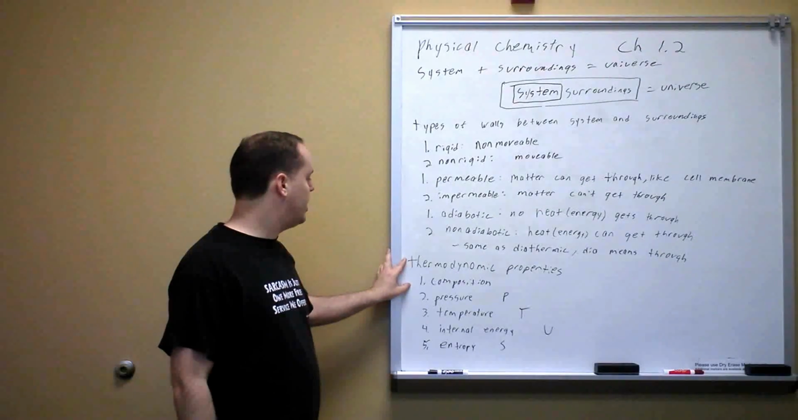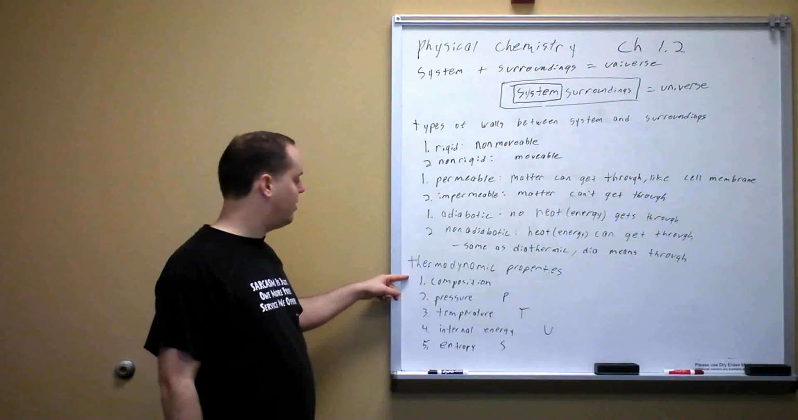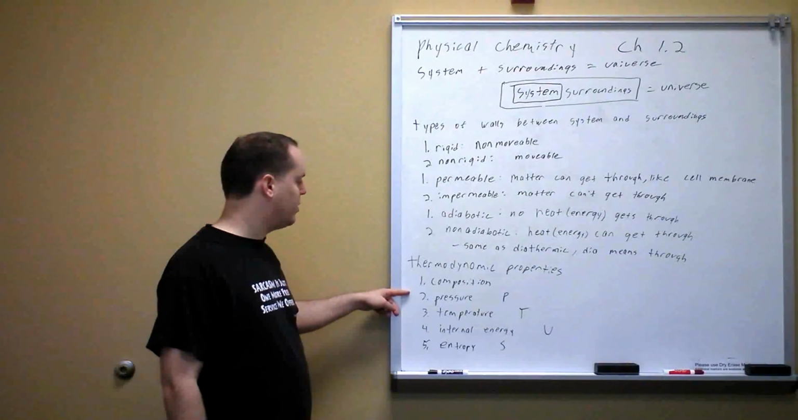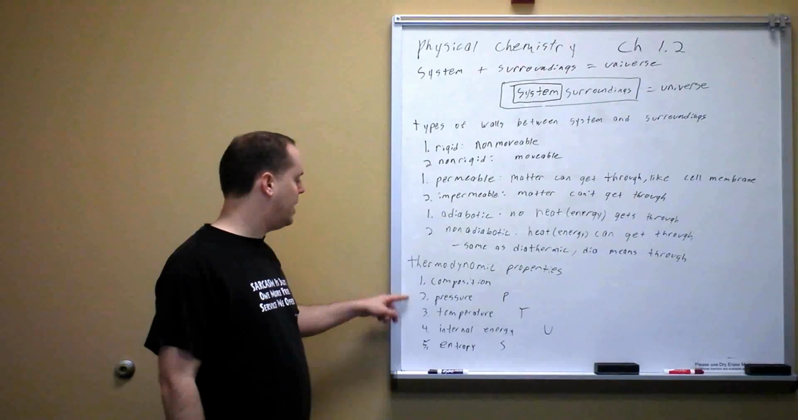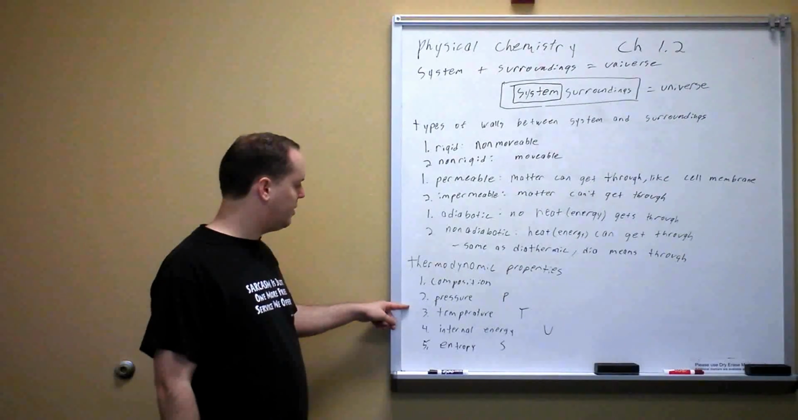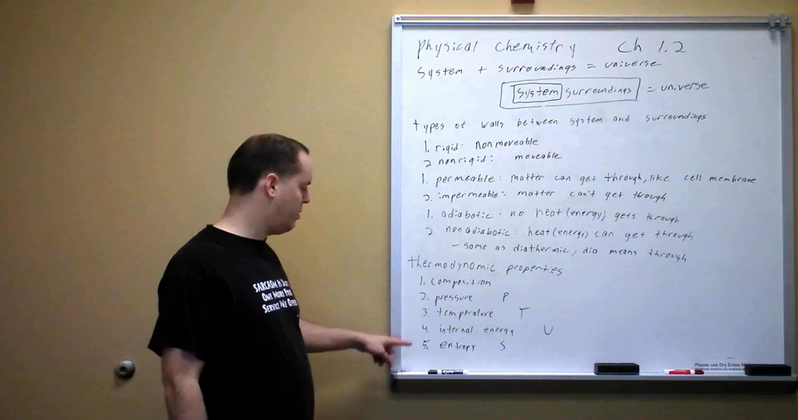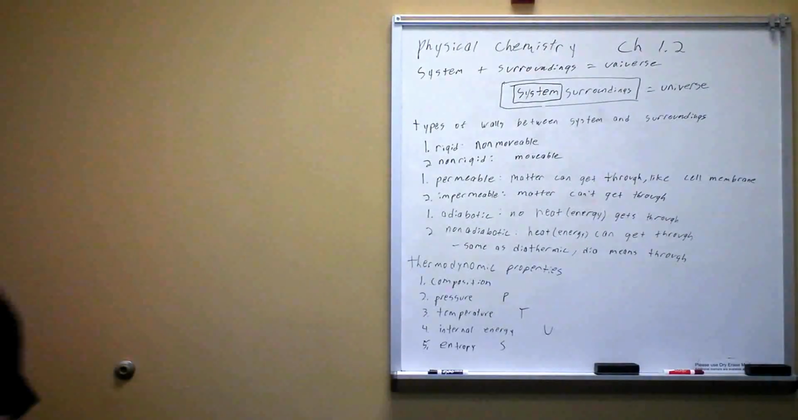All right. Thermodynamic properties. There are different examples here. So composition, that's what our system is made of. That's not actually particularly relevant. We're going to be doing ideal gases. Pressure, which we denote capital P. Temperature, which we denote capital T. The internal energy of the system, which we denote capital U. And then entropy, which we denote capital S.